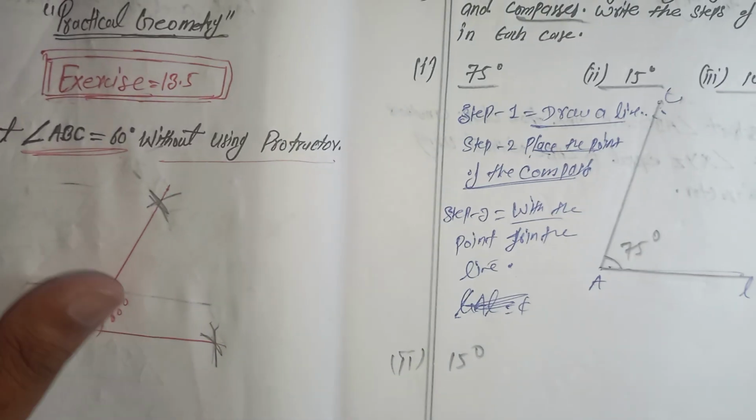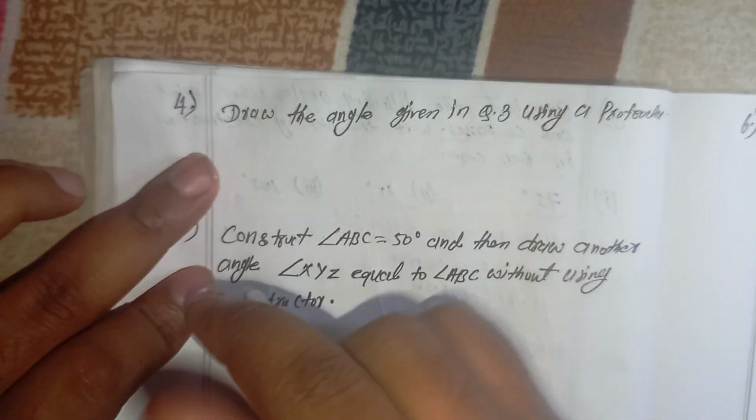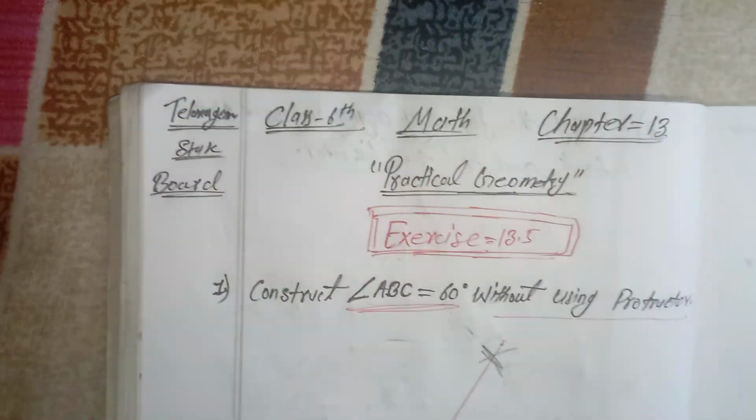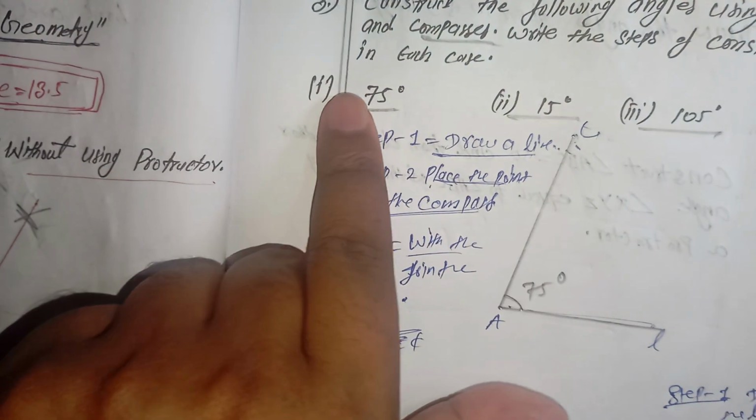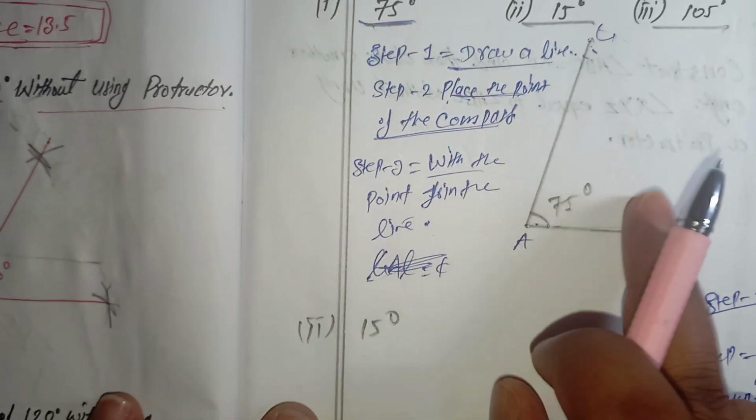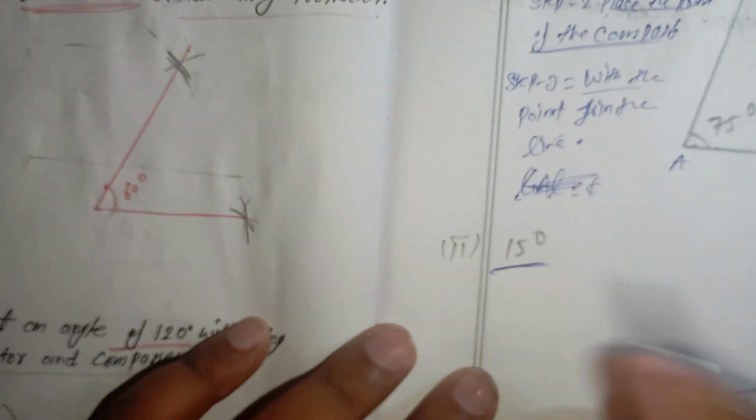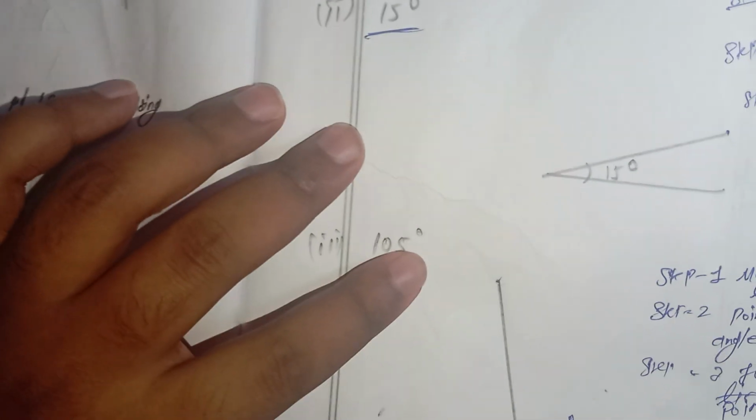Now this question tells you to draw the angles given in question number 3. Whatever angles are given there, 75, 15 and 105, we have to draw in question number 4. This is the 75 degree angle, which is already here. You have to draw this angle in question number 4, and the 15 degree angle and the 105 degree angle as well.